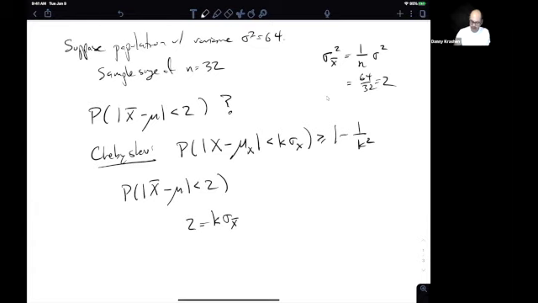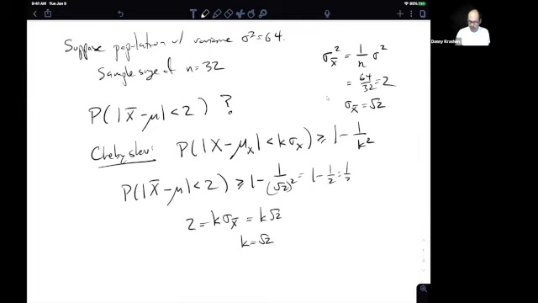And let's see, so that's sigma squared. So in other words, sigma would be the square root of 2. Okay, so this is k times root 2. So that tells us that the k we're interested in here is root 2. And so Chebyshev says that this is at least 1 minus 1 over root 2 squared, which is 1 minus a half, which is a half.